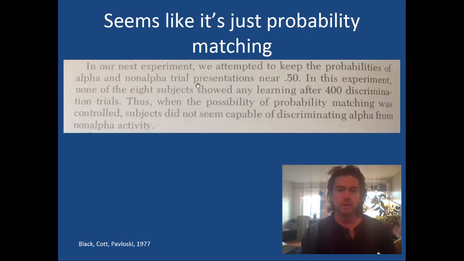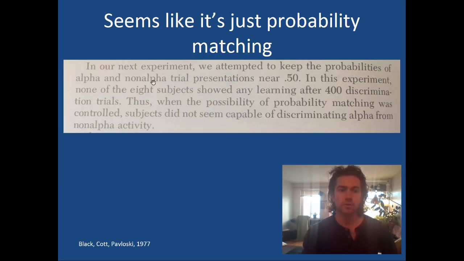So they went ahead and checked for this possibility a little bit more rigorously. So in our next experiment, we attempted to keep the probabilities of alpha and non-alpha trial presentations near 0.5. So what this is going to do is it's going to make it so that probability matching is no longer going to be a useful strategy, because half of the trials are going to be alpha and half of them are going to be non-alpha. Trying to just use a guess and check method won't help.